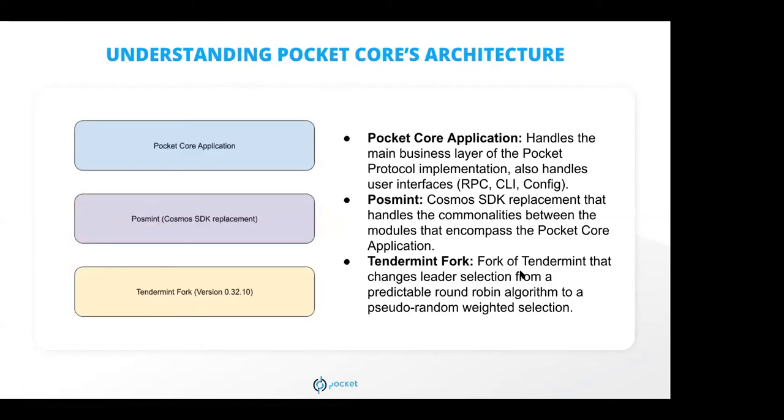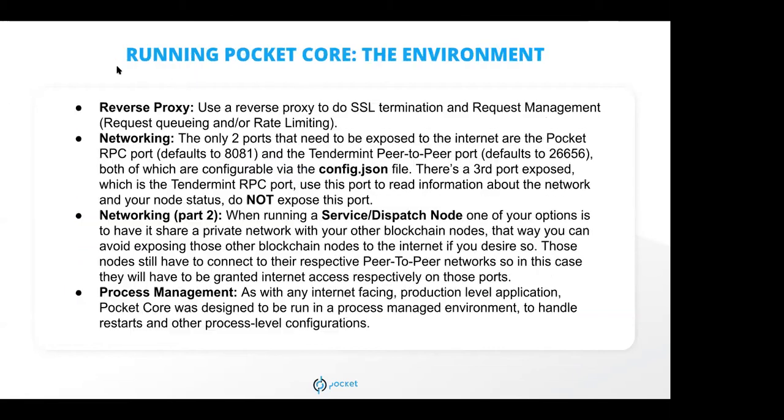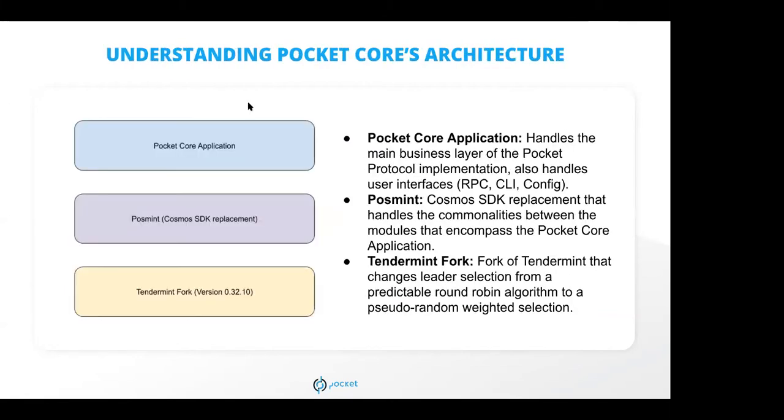So to finish with the overview explanation, I want to go over very briefly the Pocket Core architecture. Pocket Core is mainly a three-layer application. The first, topmost layer, which those of you who have interacted in testnet have noticed, is the Pocket Core application per se. This application contains all the user interfaces, the RPC, the CLI, and the config modules, on top of all the main business logic that needs to happen to enforce the protocol.